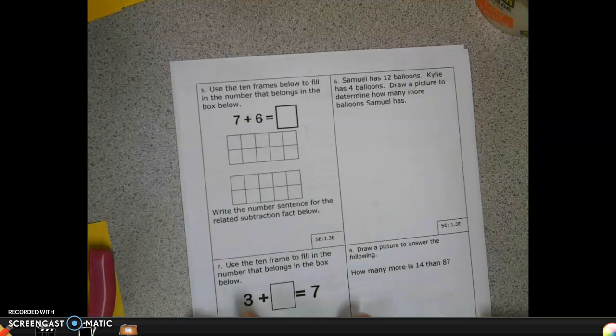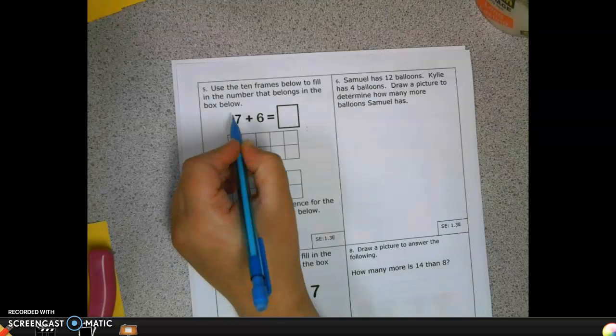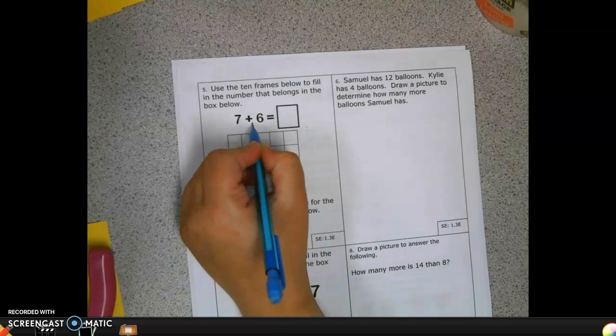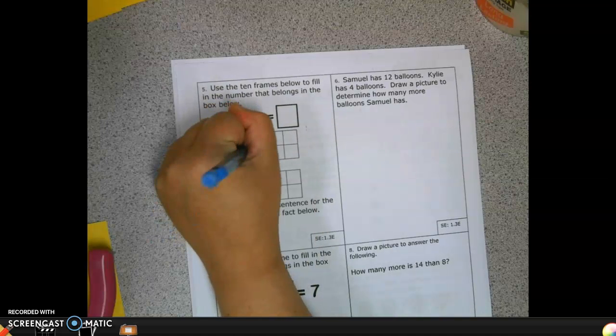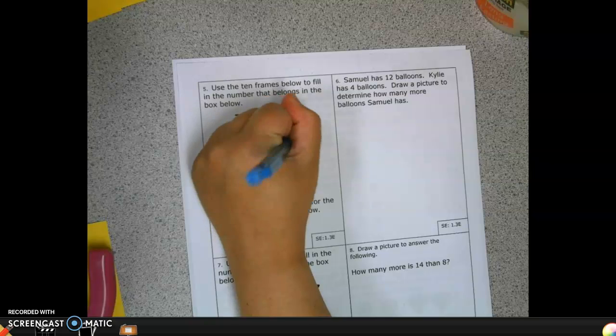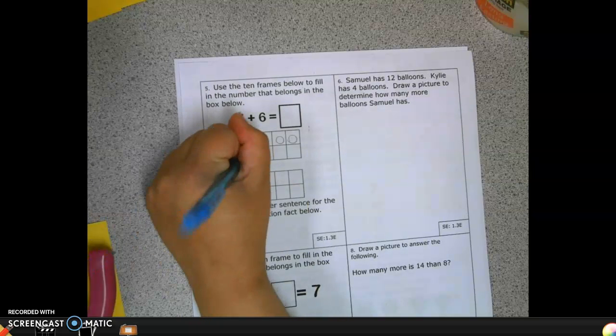Number 5. Use the 10 frames below to fill in the number that belongs in the box below. So I'm going to use my 10 frames and I'm going to look and I'm going to see I have 7 plus 6 equals something. So I'm going to fill in 7: 1, 2, 3, 4, 5, 6, 7.